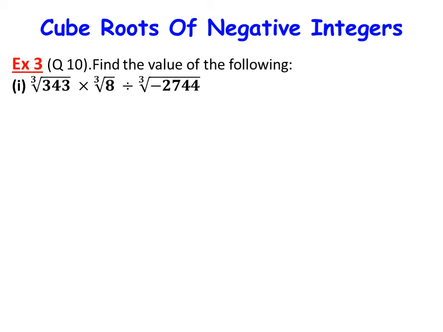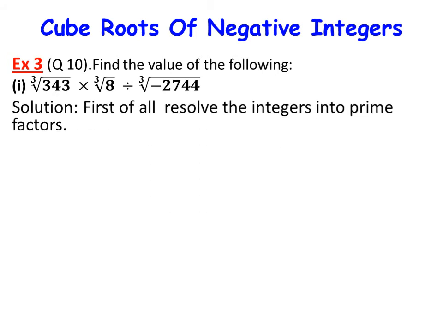Okay. Now this is question number 10 of your exercise 3. Find the value of the following. Whatever we have learned in previous slides, we were having a single number and we were either taking the cube root of that number, or checking whether the number is a perfect cube or not. Now it involves the operations of multiplication and division: if numbers are connected with the signs of multiplication and division, how will we simplify them?